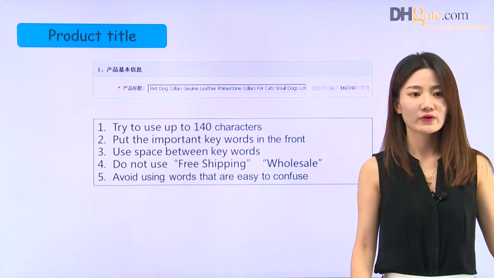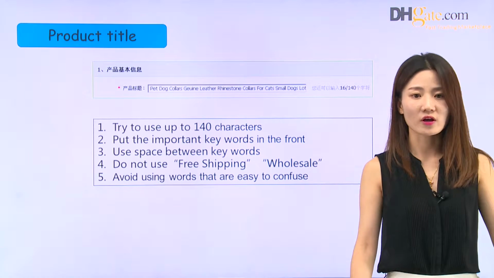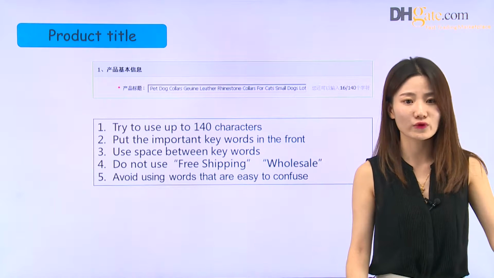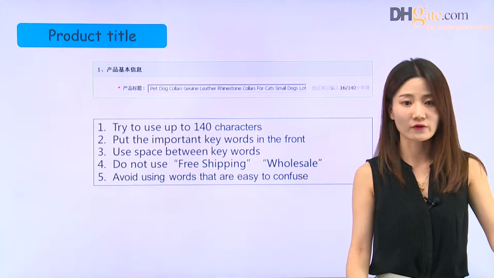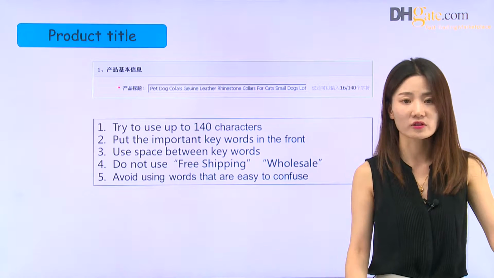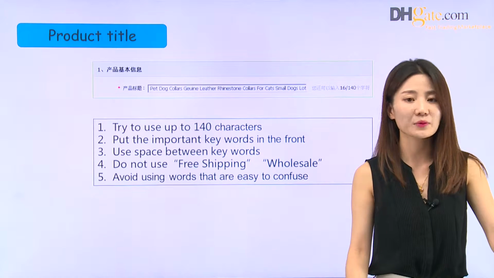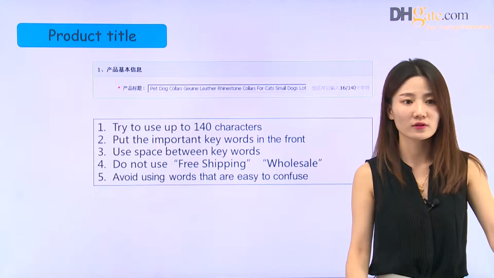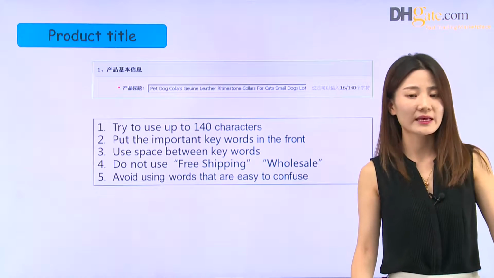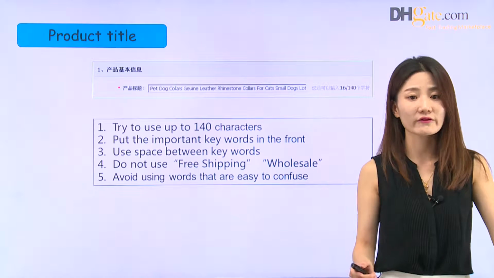Let's see. Try to use as much as 140 characters. Please do not overlap the keywords and make your keywords meet the recent market trends. Put the important keywords in the front because the search rows on the platform have an order. Use space between keywords. Do not use punctuation, and capitalize the first letter of each word. Do not use free shipping and wholesale because it will be displayed in the search result page. Avoid using words that are easy to confuse.